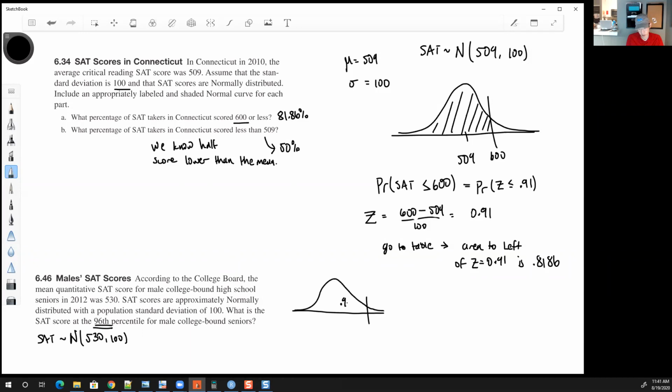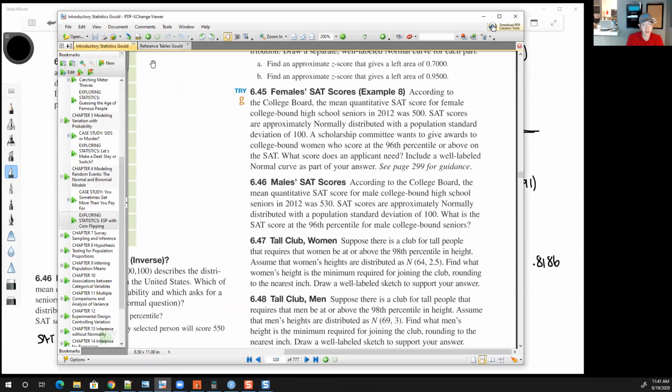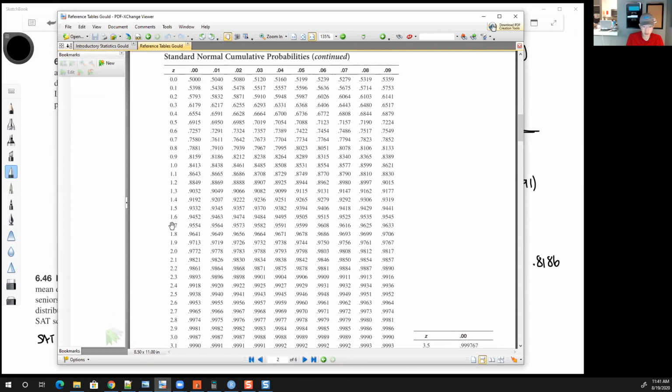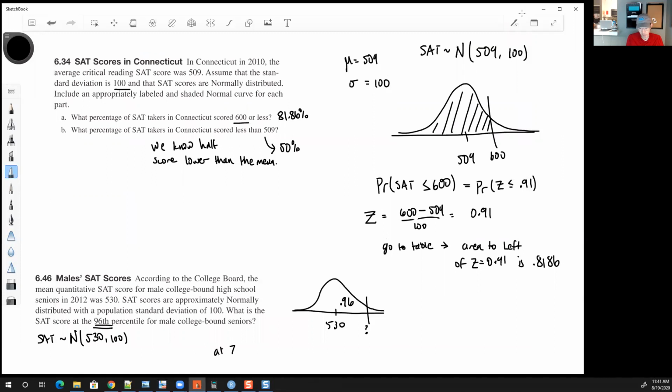So we want 0.96. All right. And we have 530 in the middle, and we want to know what is this. Okay. So we go to the Z table, and we want to find the Z that gives us a value very close to 96%. And so that answer is going to be 1.75. It gives me 0.9599. So at Z equal to 1.75, the area to the left is equal to 0.9599, which is very close to 0.96.